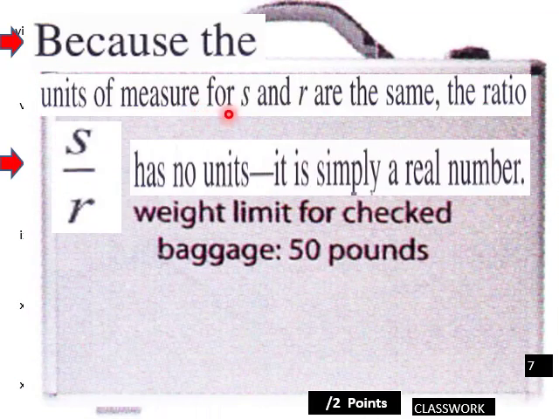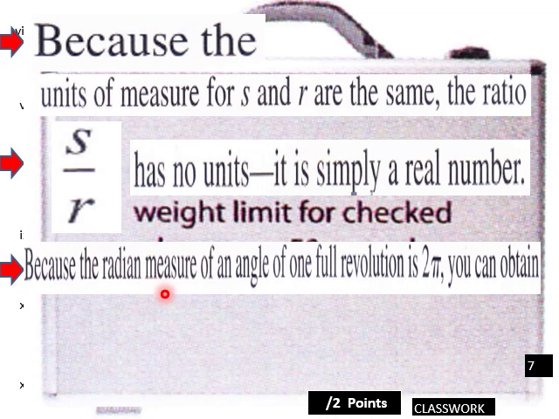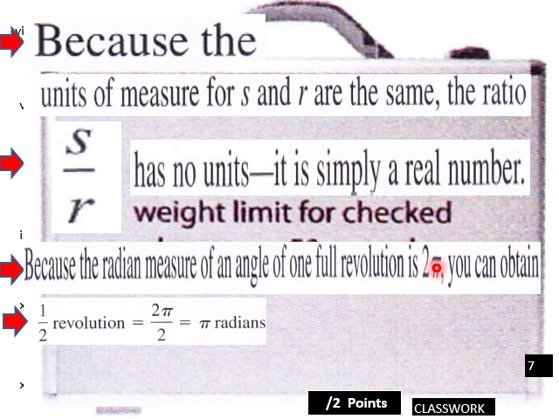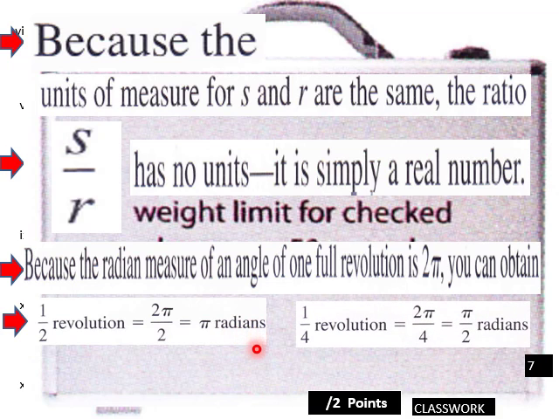Because the units of measure for S and R are the same, the ratio S over R has no units. It is simply a real number. Because the radian measure of an angle of 1 full revolution is 2 pi, a 1/2 revolution would be pi radians, and then 1/4 revolution would be pi over 2 radians.